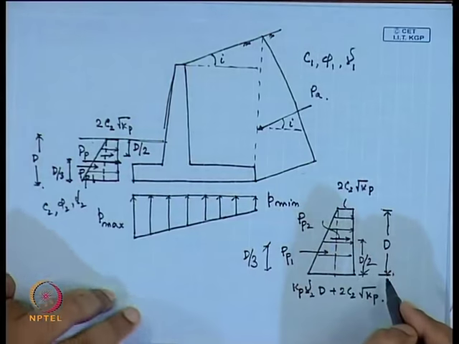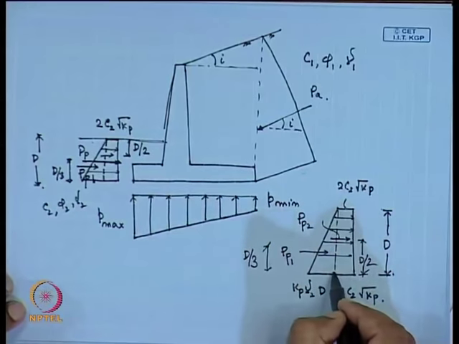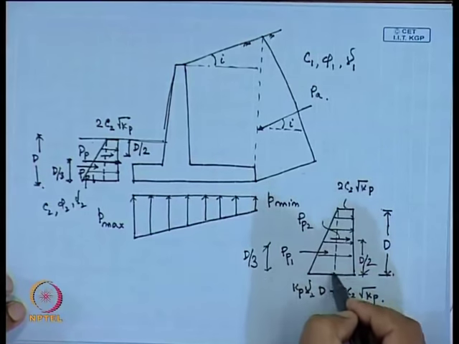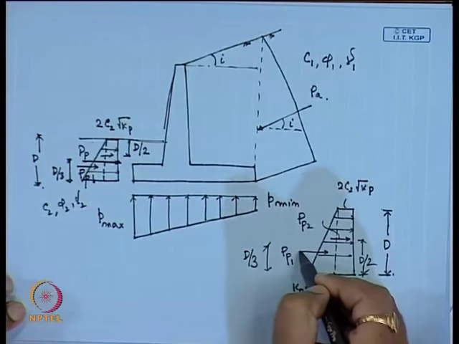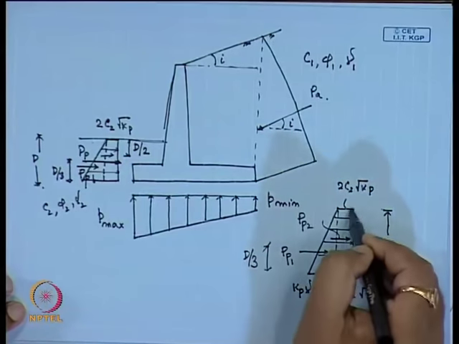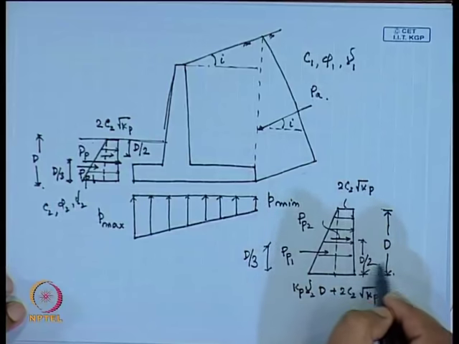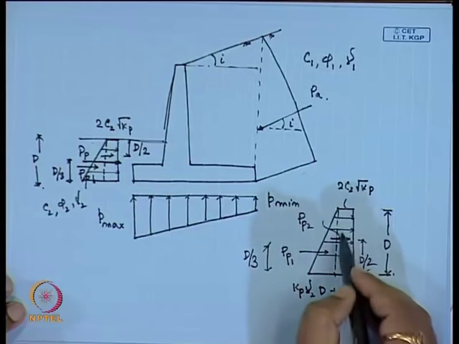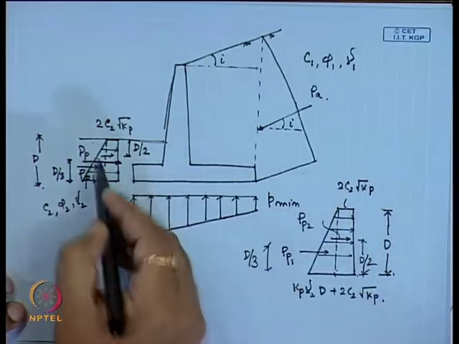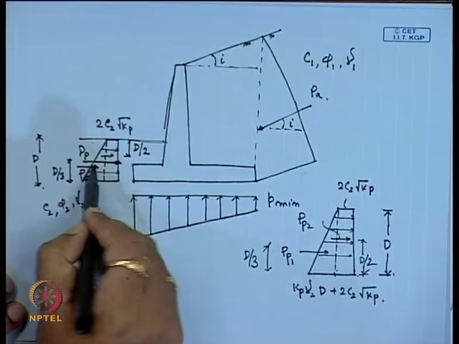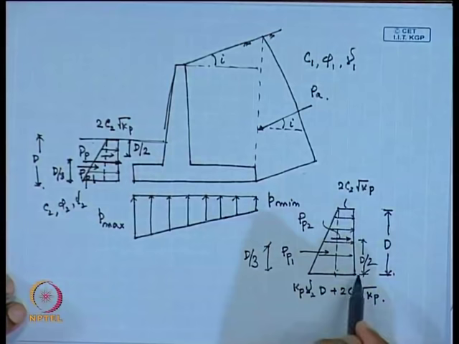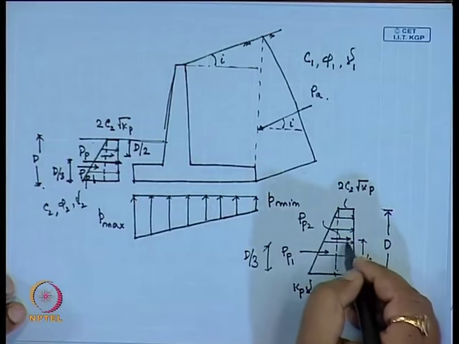So, finally, we will first determine the stress of this triangle portion, which is acting at a distance of D by 2. And then the stress of this rectangular portion, which is acting at a distance of D by 2 from the base. Then if we add these two stresses, we will get the total passive force P_P acting for this portion.